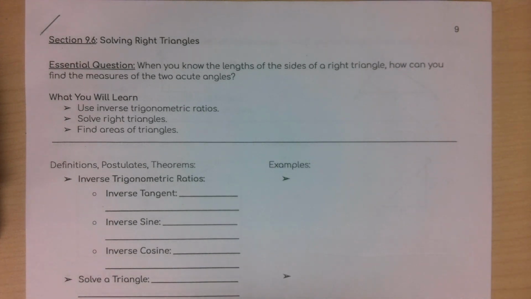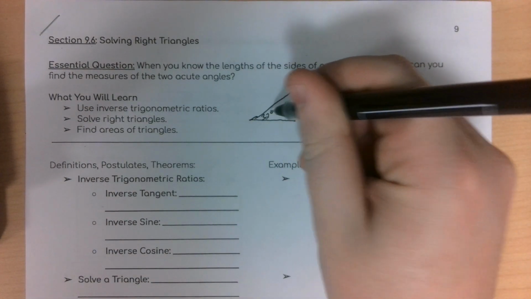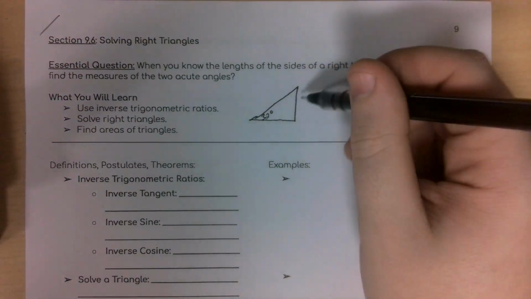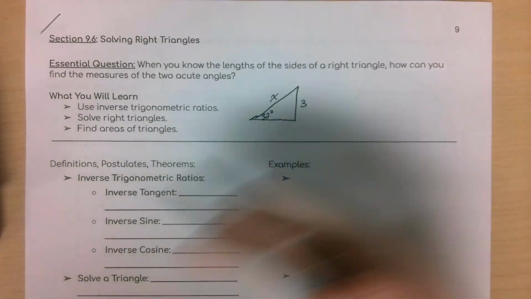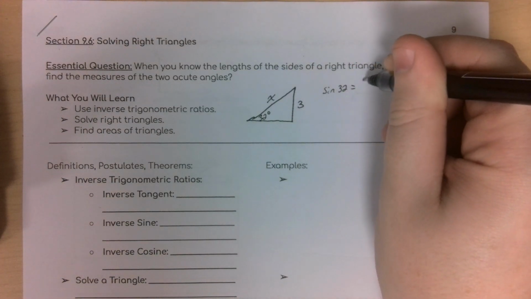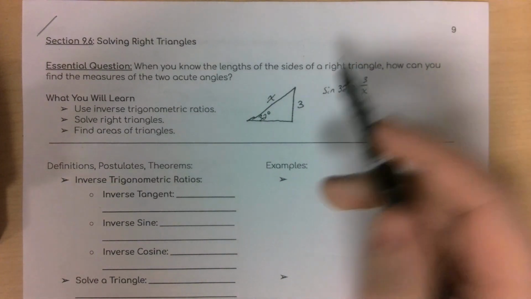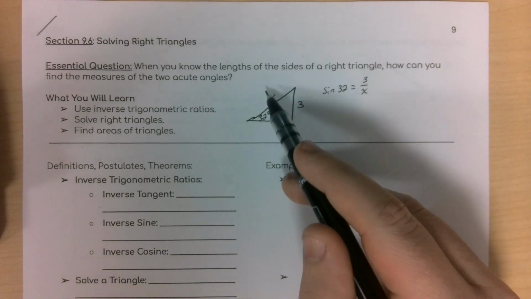Now, we know that when we were using our trigonometric ratios from last time, we could use those to find sides. You start with an angle, such as, let's say, 32 degrees. You have a side, and you have another side, and you can use a trig ratio to solve this. The sine of 32 will equal 3 over x, for instance, because sine is opposite over hypotenuse. The opposite from this angle is 3, the hypotenuse is x.